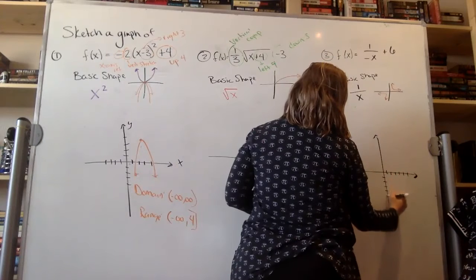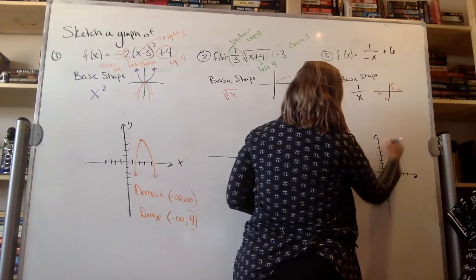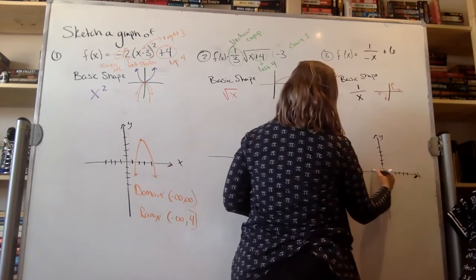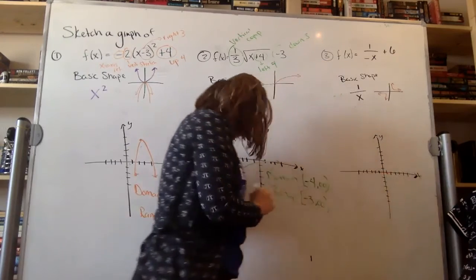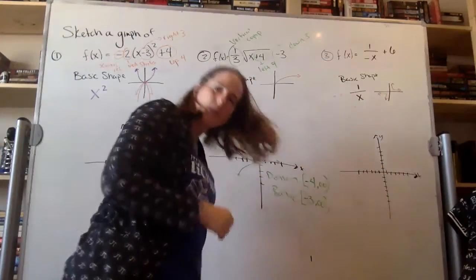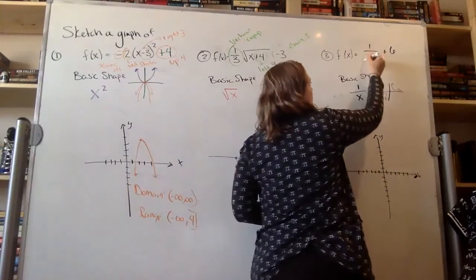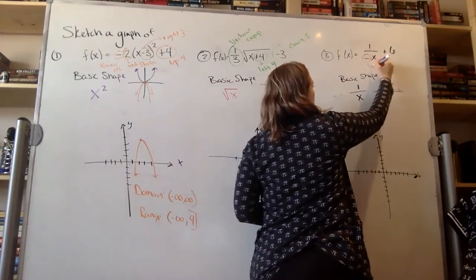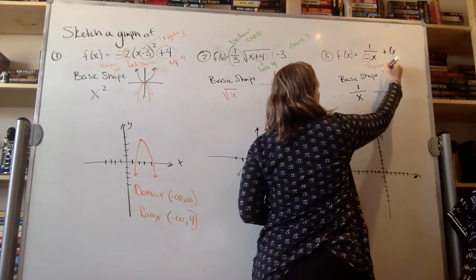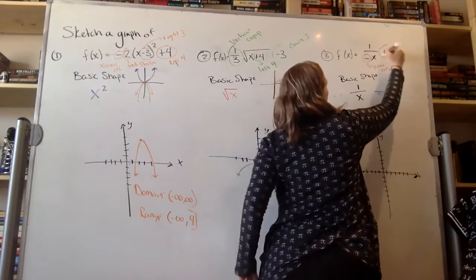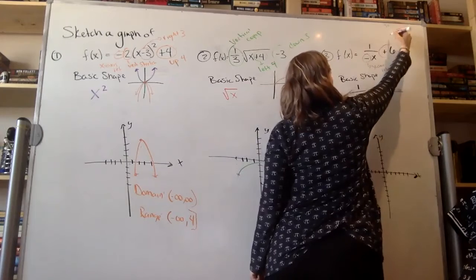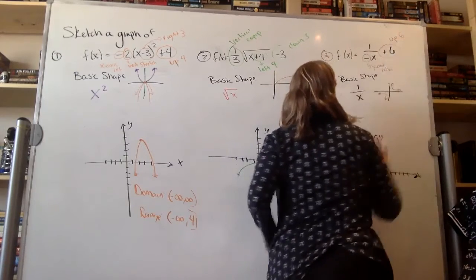1, 2, 3, 4, 5, 6. All right, so let's look at what we've done to our transformed graph. So what do we have? We have a negative down here with the x. That's going to be a y-axis reflection. And we have a plus 6. That's going to be a vertical shift up 6.